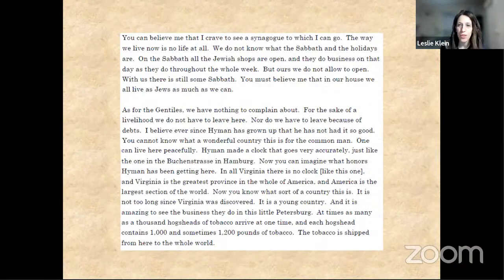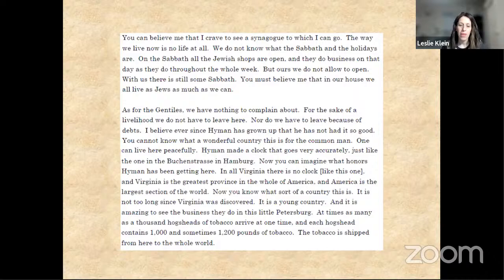We don't know what the Sabbath and the holidays are. On the Sabbath, all the Jewish shops are open, and they do business on that day, as they do throughout the whole week. But ours, we do not allow to open. With us, there is still some Sabbath. You must believe me that in our house, we all live as Jews as much as we can. So here you get this idea of the lack of Jewish time, of not feeling like there is Shabbos in this community.